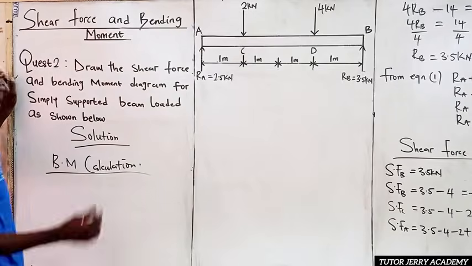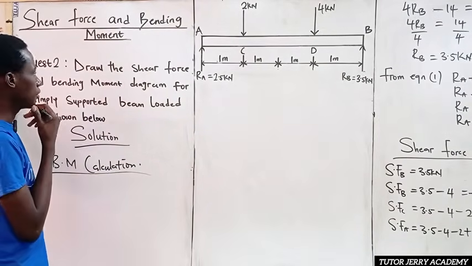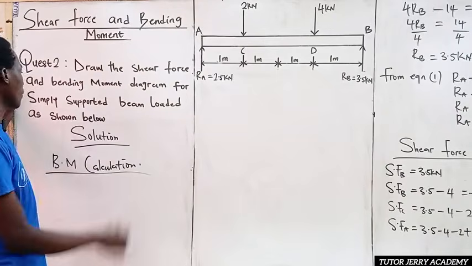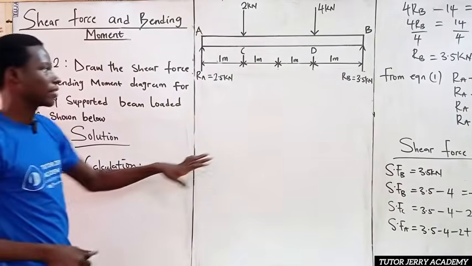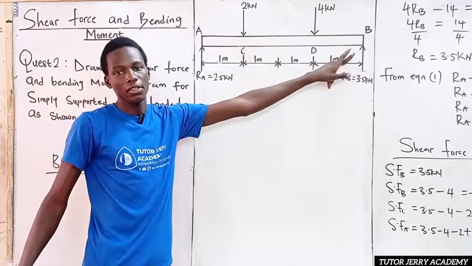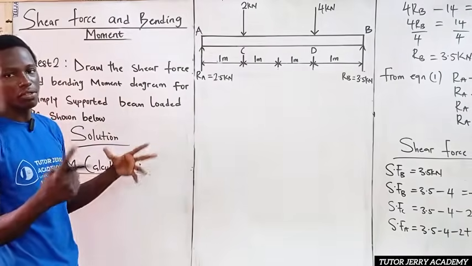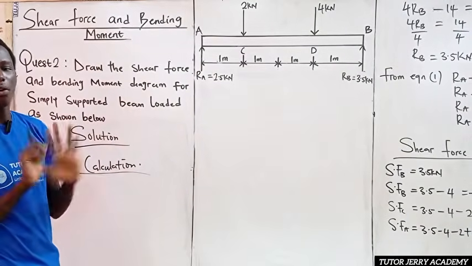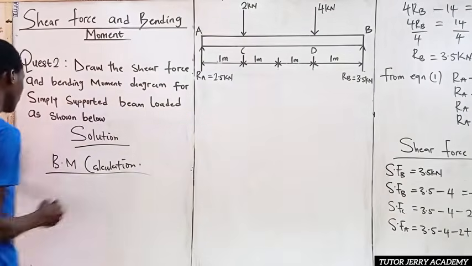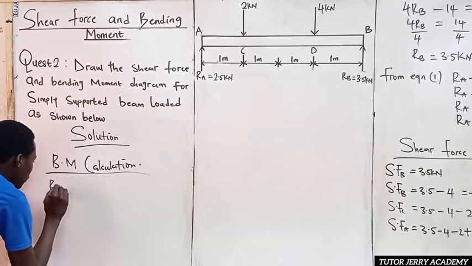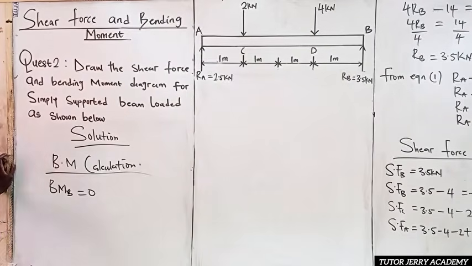Now, like I said in our previous video where I proved the simply supported beam with a load at the midspan, you will recall that the bending moment at point B and the bending moment at point A, that is the two reactions, is equal to 0. They are always equal to 0. So it implies that our bending moment at point B will be equal to 0.